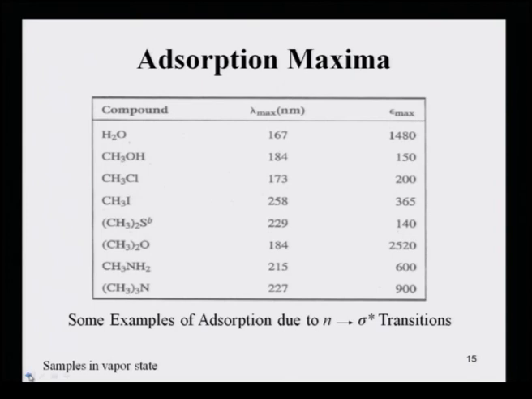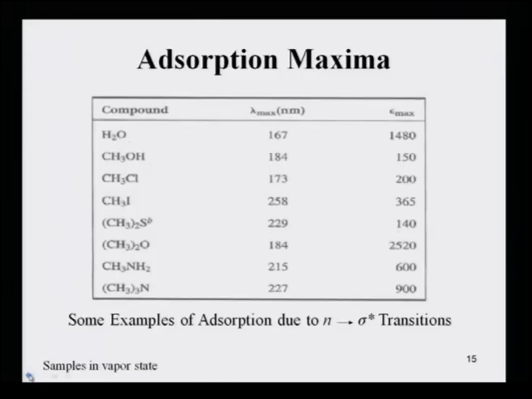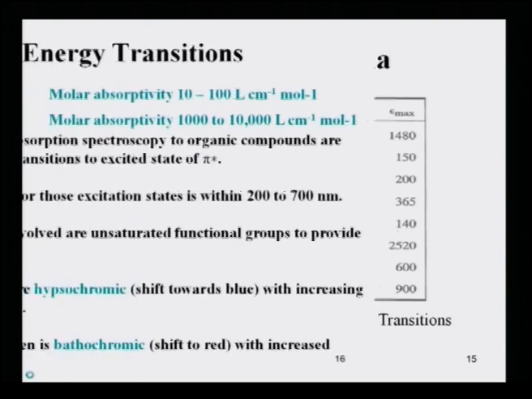One can go on looking at the list and see that the lambda maxes are much lower and the molar absorptivity of diethyl ether is very high. Otherwise, most of these compounds have very low molar absorptivity, and these are typical examples of n to sigma star transitions, and the samples are all taken in the vapor state.